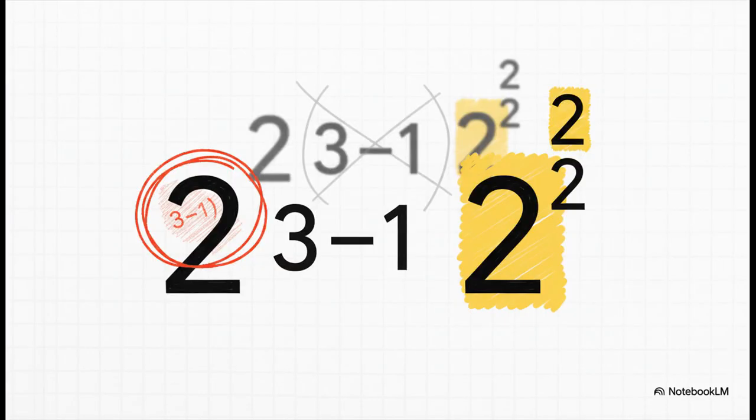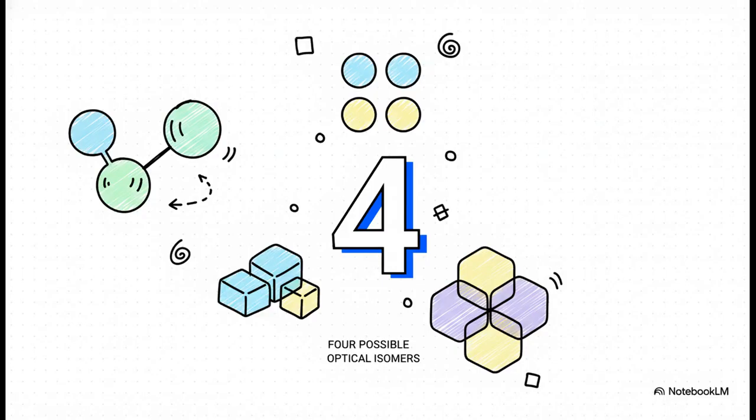First things first, let's handle that little bit of math up in the exponent. 3 minus 1, that's easy. It's 2. So our problem just got simpler. Now it's just 2 squared. We are so close. And what's 2 squared? It's 4, of course. And there you have it. That's our final answer. This molecule has exactly 4 possible optical isomers.